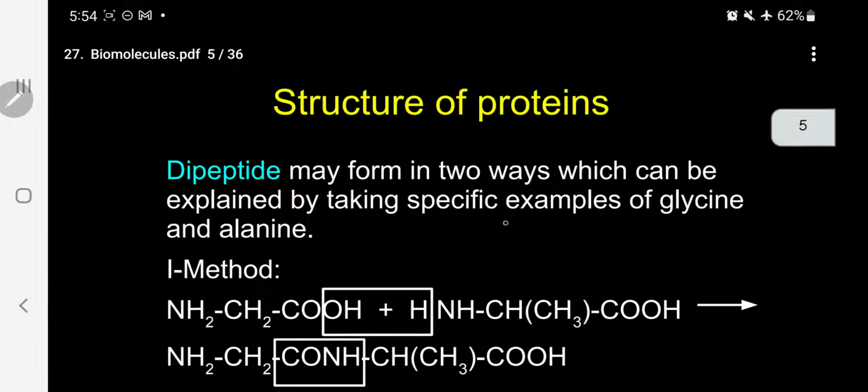Kindly follow. Normally, when you say proteins, on hydrolysis they produce polypeptides. Polypeptide on further hydrolysis produces peptides. Peptide on further hydrolysis finally gives amino acids. So to give a clear idea, I am taking two amino acids, the first two members, to explain what the peptide linkage is. So let me take two amino acids.